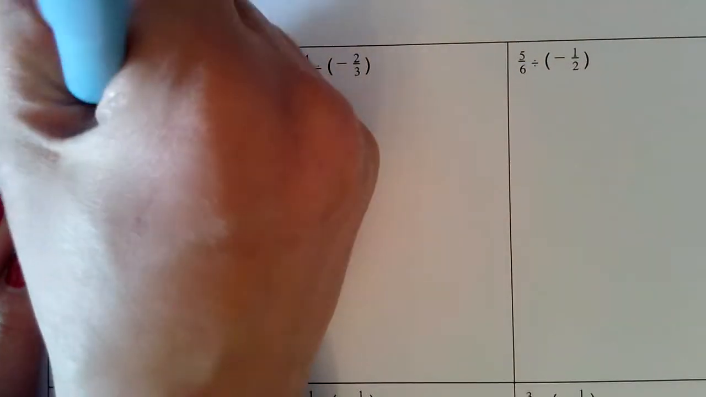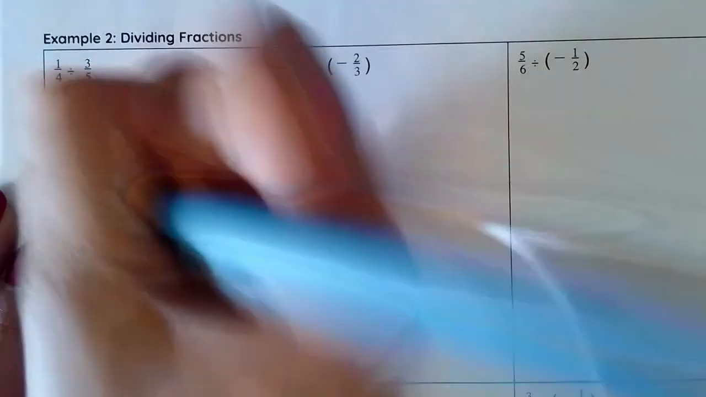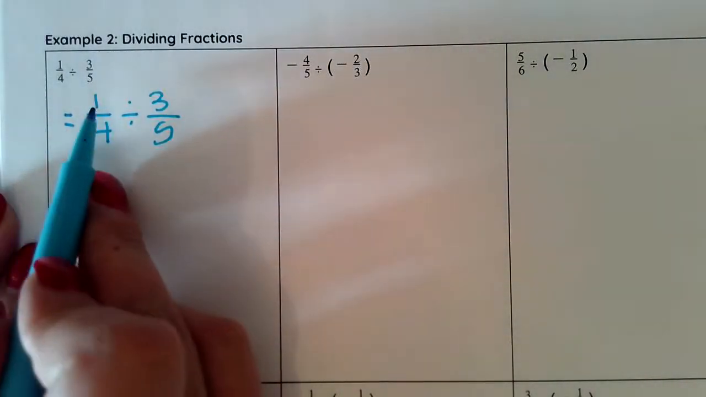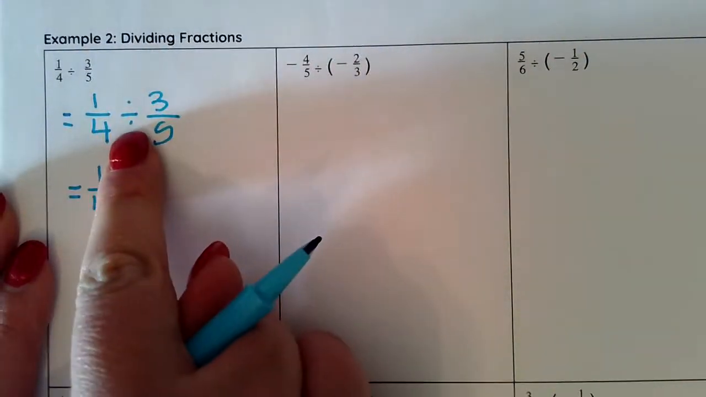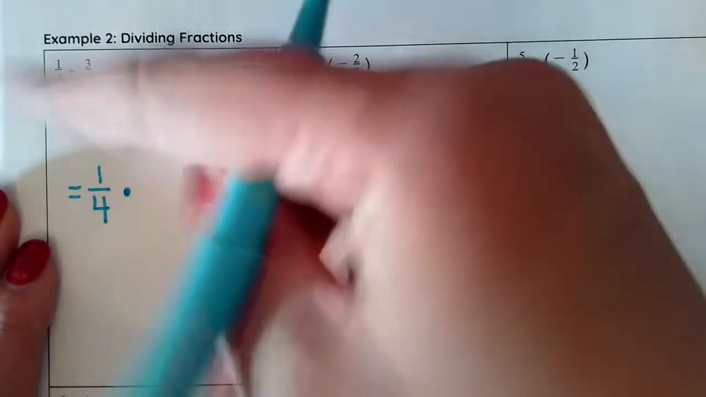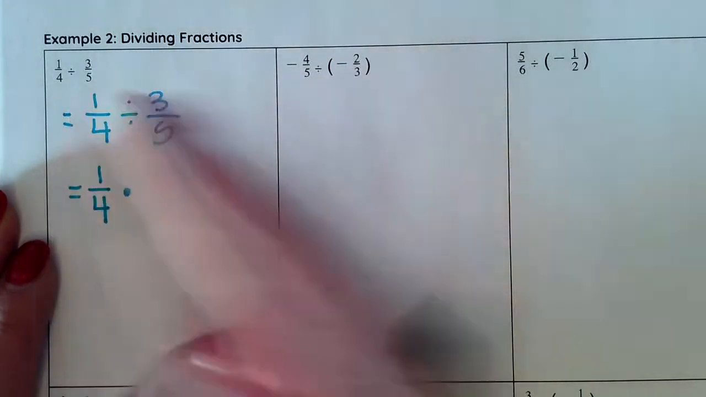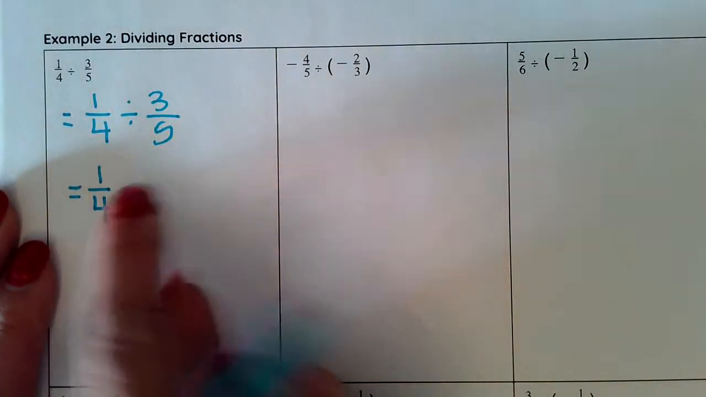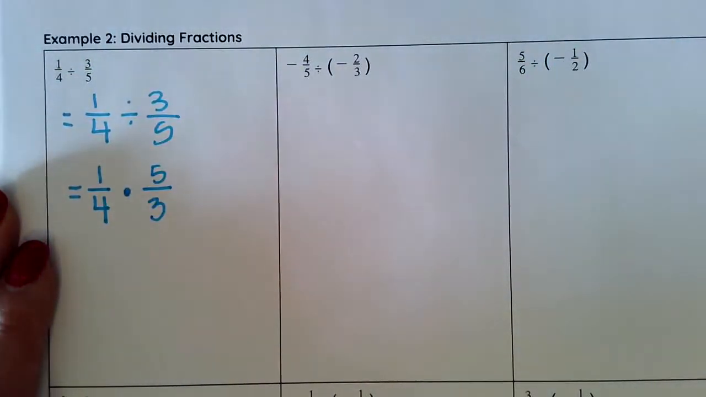So if I have 1/4 divided by 3/5, we remember that we multiply by the reciprocal. So I keep my first fraction the same, which is 1/4. I multiply in place of division by the reciprocal, which is my flip. We remember that as KCF or KFC or however you remember it. I change my division to multiplication and flip my second fraction.